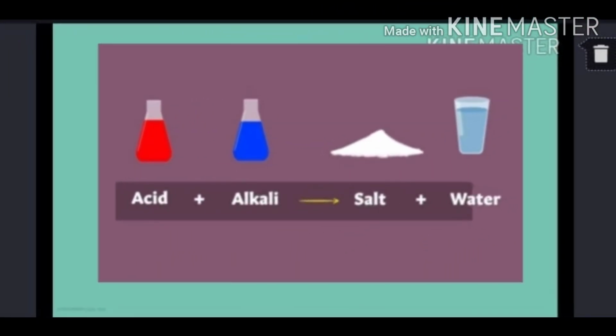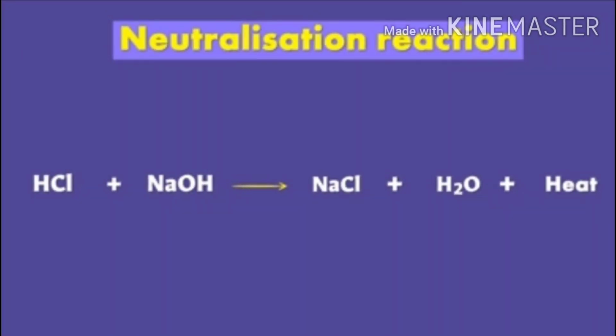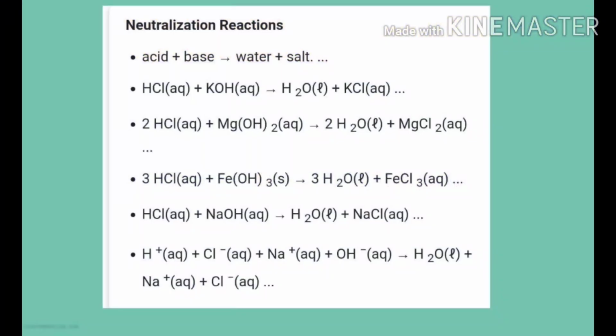So does it mean that when an alkali reacts with an acid, we get salt and water? Yes, it does. Whichever acid and whichever alkali it is, we get salt and water. And the salt that is formed depends upon the alkali or the base and the acid that are reacting. At the same time, heat is also released. That means such reactions are exothermic reactions.